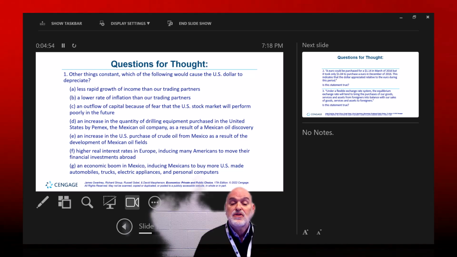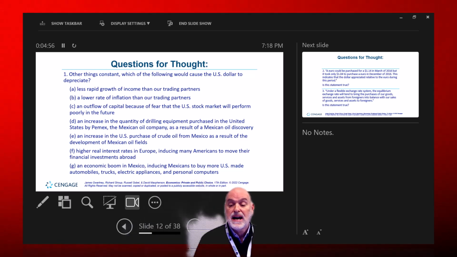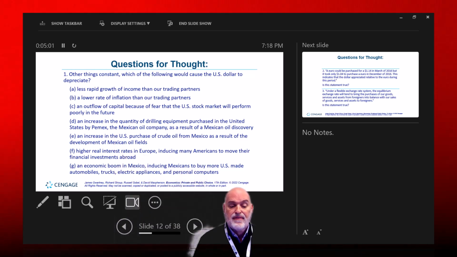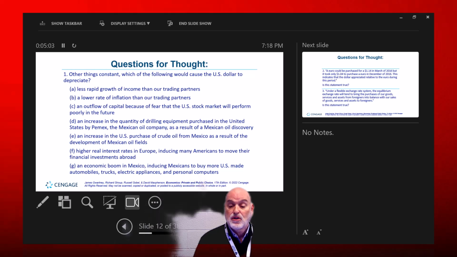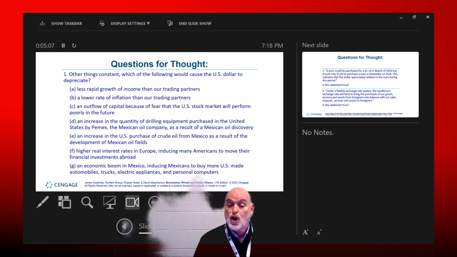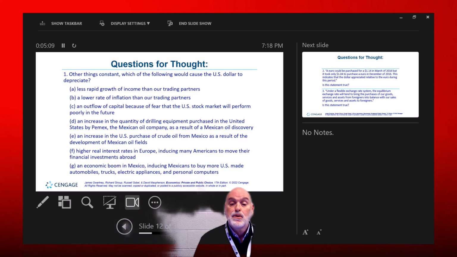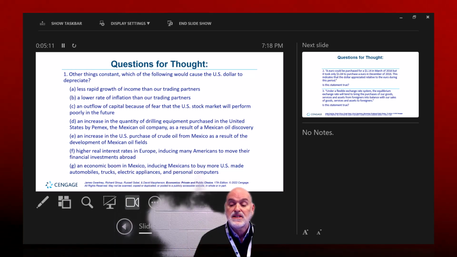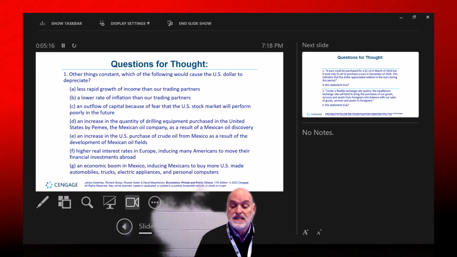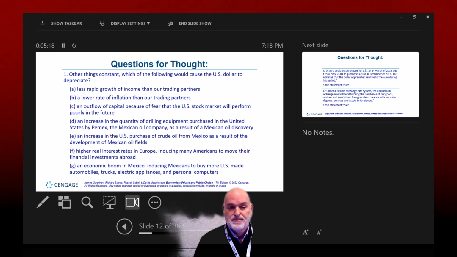E, an increase in the U.S. purchase of crude oil from Mexico as a result of the development of Mexican oil fields. F, higher real interest rates in Europe, inducing many Americans to move their financial investments abroad. G, an economic boom in Mexico, inducing Mexicans to buy more U.S.-made automobiles, trucks, electric appliances, and personal computers.